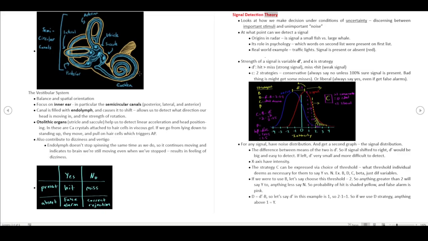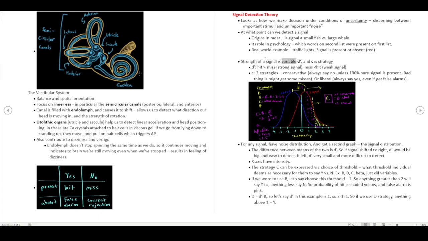Signal detection theory looks at how we make decisions under conditions of uncertainty, discerning between important stimuli and unimportant noise. At what point can we detect a signal? Origins in radar: is the signal a small fish versus a large whale? Its role in psychology: which words on the second list were present on the first list? Real-world example, traffic lights: the signal is present or absent, red.